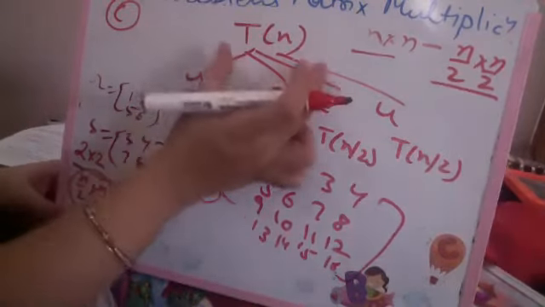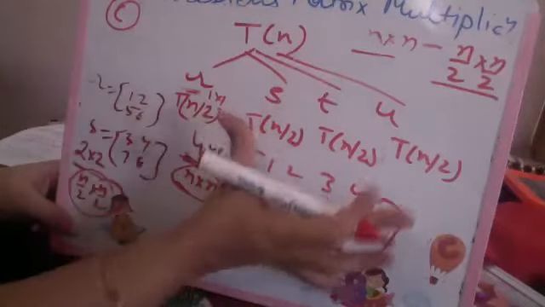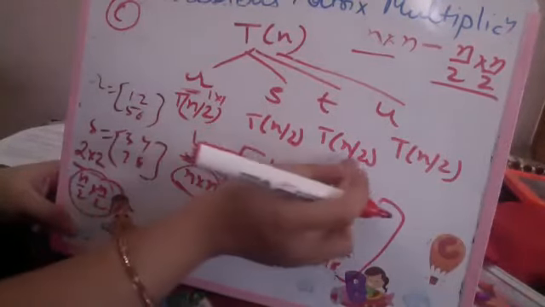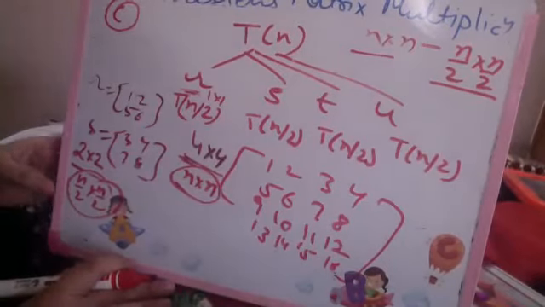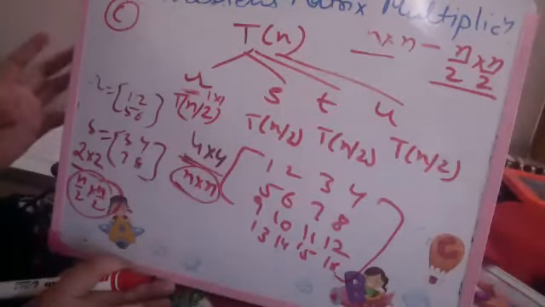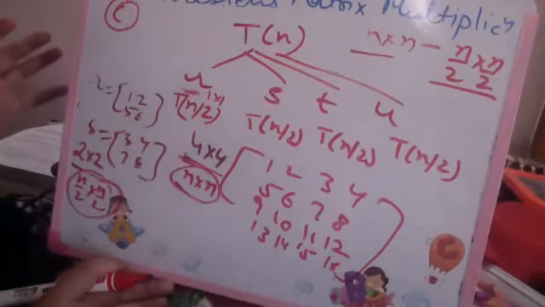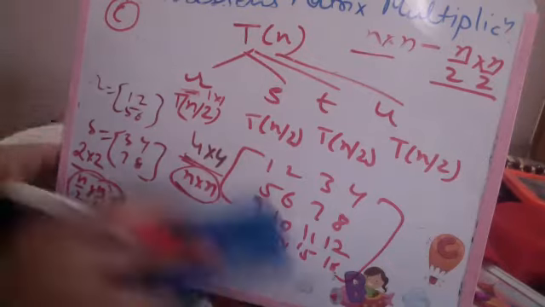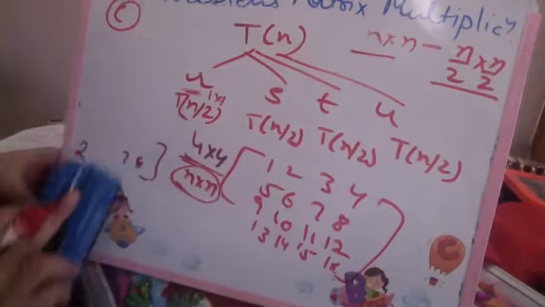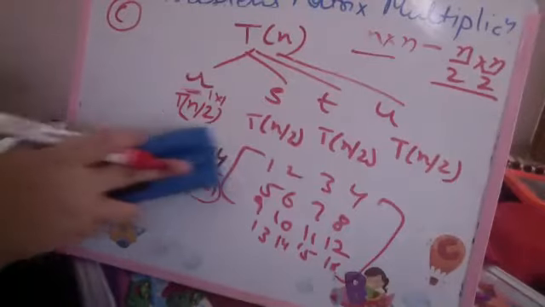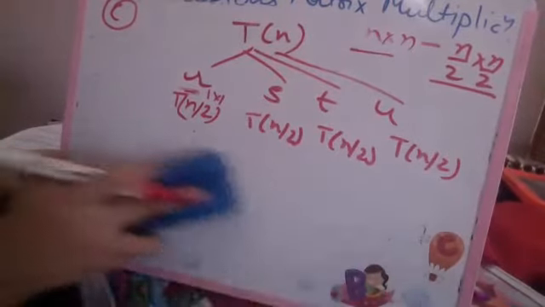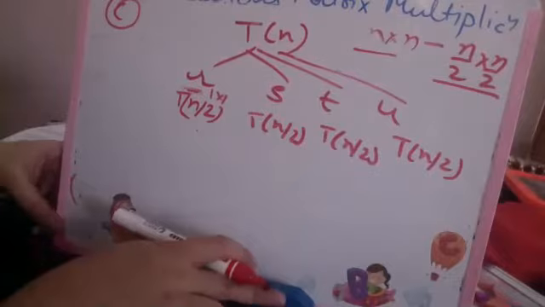That is why I can say T n has been divided into 4 subproblems, each of size T n by 2, T n by 2, T n by 2. Yes, no? Yes, ma'am. Everyone is yes? Yes, ma'am. Unanimously? Ma'am, बोलो बोलो बोलो.